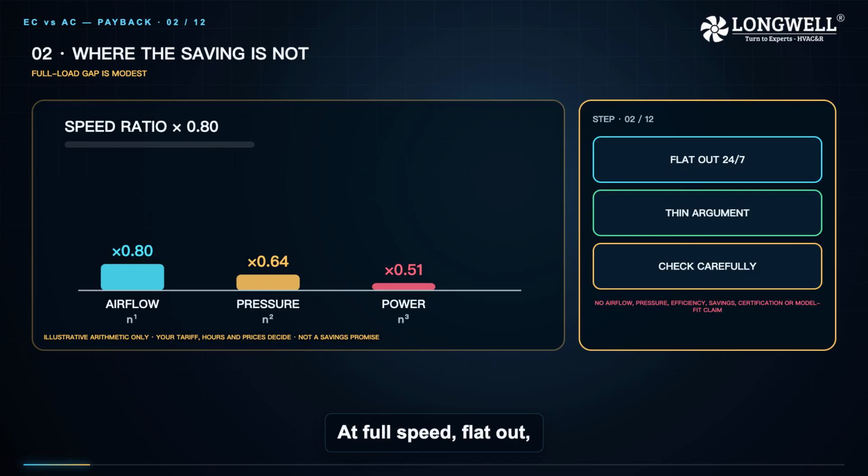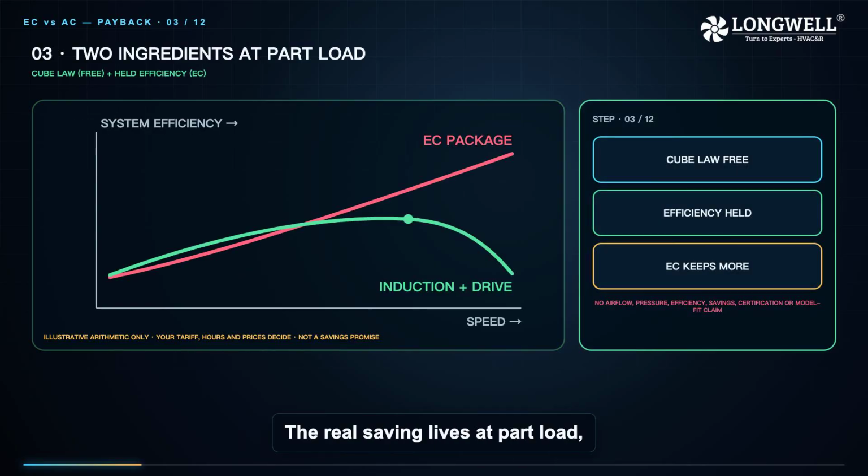At full speed, flat out, an EC motor is somewhat more efficient than a comparable AC induction motor, but the gap at full load is modest. If your fan genuinely runs at 100% duty around the clock, the energy argument for EC is thinner than the brochures imply, and you should run the numbers with particular care. The real saving lies at part load, and it has two ingredients.